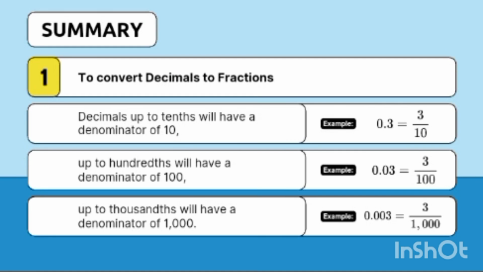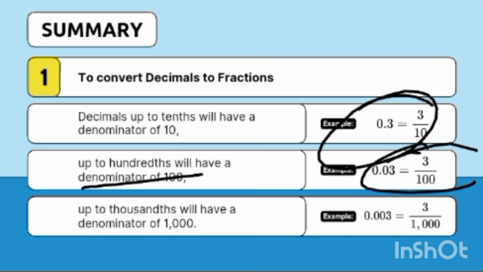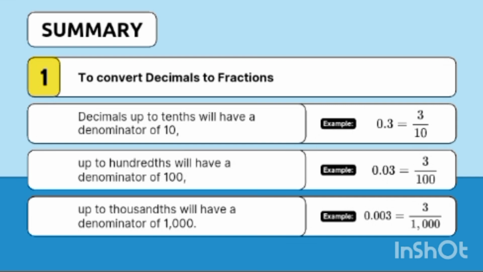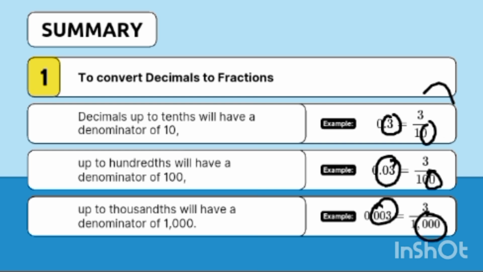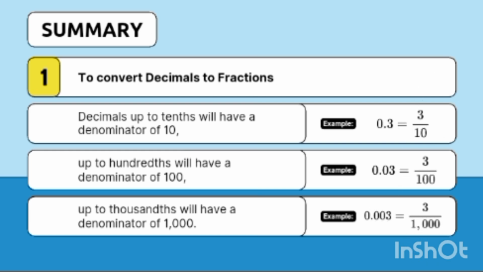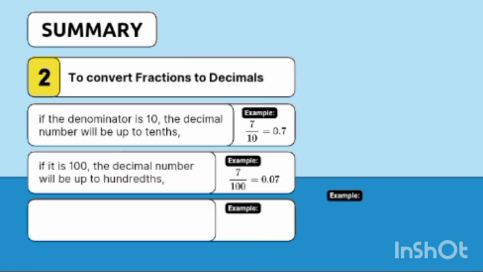Here we have the summary. To convert decimals to fractions, decimals up to the tenth will have a denominator of 10, like they give us in the example. Up to the hundredth will have a denominator of 100, and up to the thousandth will have a denominator of 1000. What they're saying is, if after the point there is one digit, there will be one zero; two digits, two zeros; three digits, three zeros. It lets you know what the denominator will be.